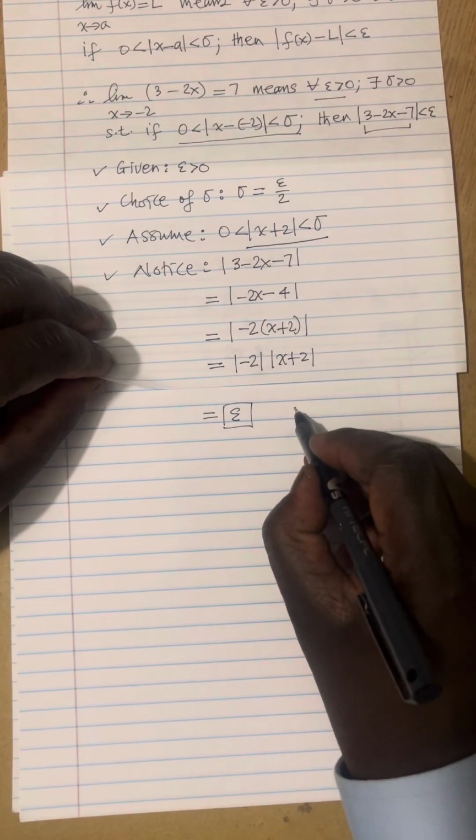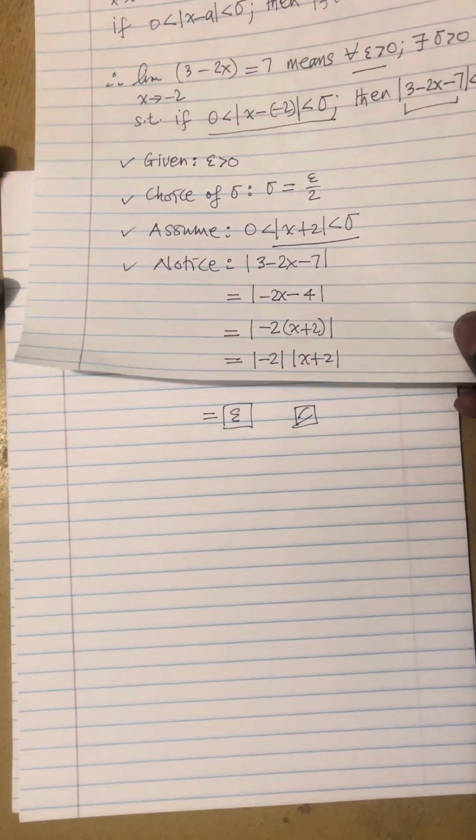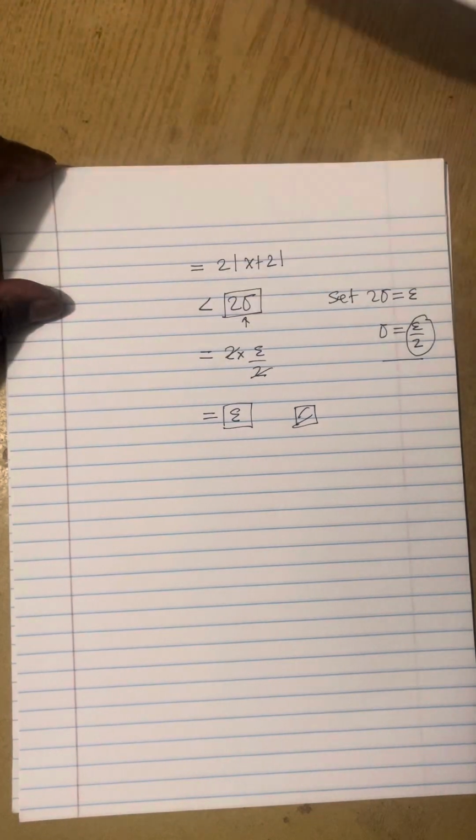So this then marks the end of the proof for example number 1, and I want to move to example number 2. Please do the checking.